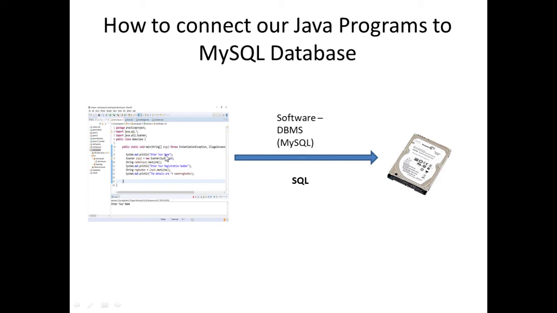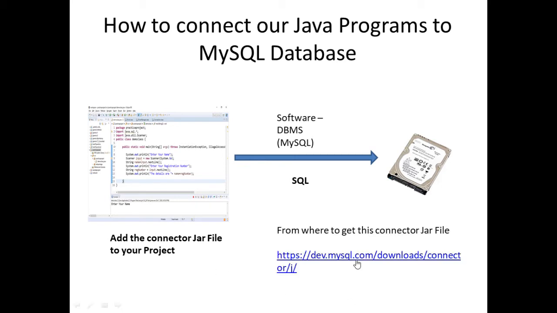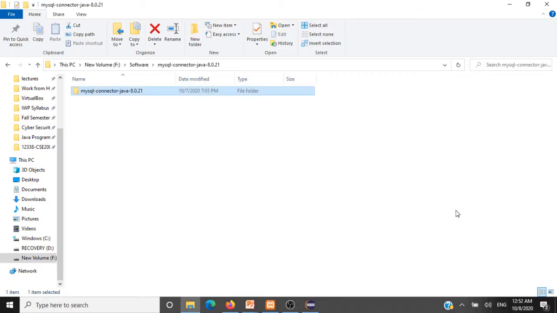So how we can make Java communicate with the database? For that we need some drivers, we need some libraries, and these drivers and libraries are available in a connector jar file, and we need to add this connector jar file. First of all, we need to download that and add it to our projects. So where is this jar file available? It is available in this link. You can download this, and after you download, you have to extract it to a folder.